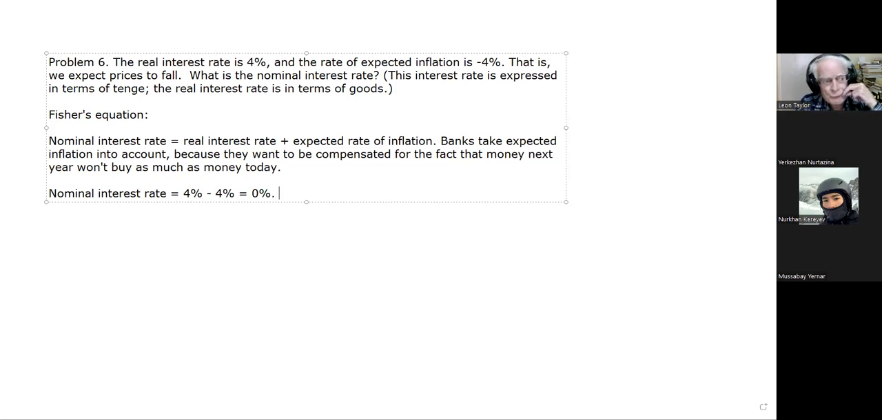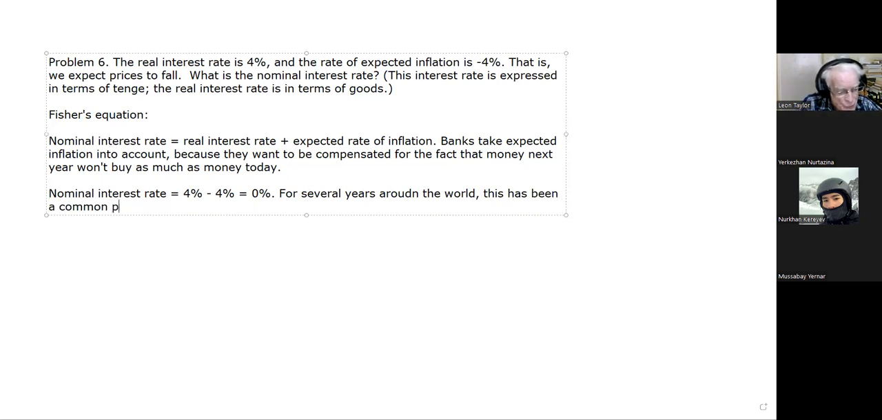Which is interesting because this has been very common around the world for several years. Interest rates are very, very low.